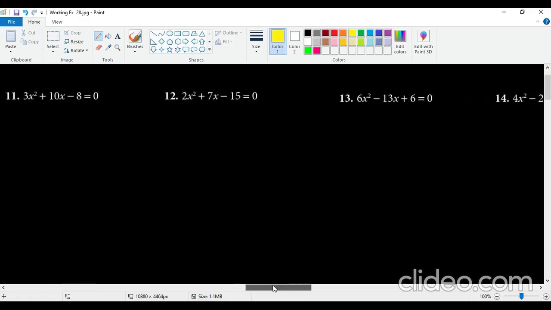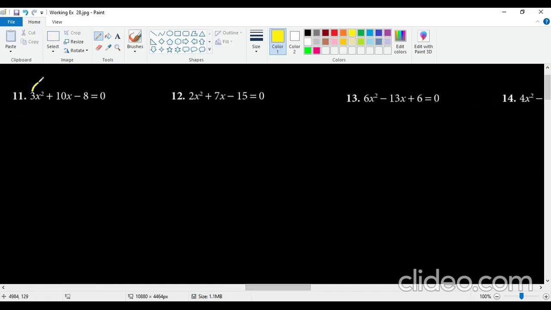In here, as you can see, 3 times 8 is 24. So we will find out the factors of 24. So 24x square, how can we make it plus 10? We are going to multiply 2 times 12. So 12 times 2 is 24, and plus 12 and minus 2 is going to give us a plus 10.